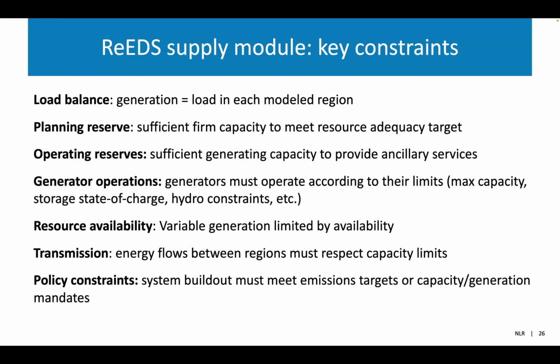Lastly, we've got transmission constraints, ensuring that energy flows between regions respect transmission limits, and that the additional energy flow between regions would require investments into the capacity of the transmission network. And then last of the 7 major constraints, ReEDS optimizes the system within the bounds of various policy constraints, ensuring the system build out meets various emission targets or capacity generation mandates.